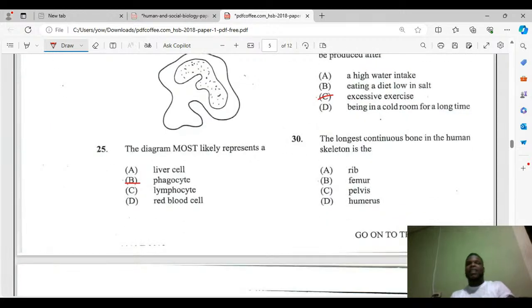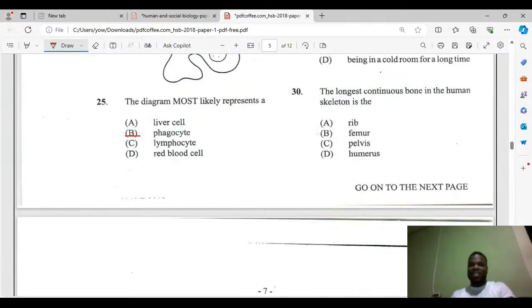Next, the longest continuous bone in the skeleton, we're moving fast. For the paper we're at, guys, so we can be done before 11:30. Come on, let's flush this. So the longest bone is the femur. Nice.